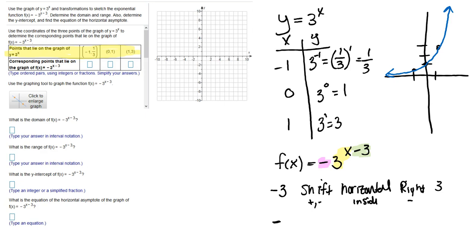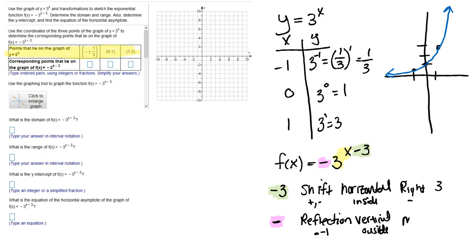Then we have that negative. This is the -3, and now we're talking about the negative. Now that negative, multiplying by a negative, is going to be a reflection. And because that negative is outside of the exponent, I know that it's going to be a vertical reflection. So it's a reflection because you're multiplying by a -1. It's vertical because it's on the outside of the exponent. And a vertical reflection is up and down, top to bottom.